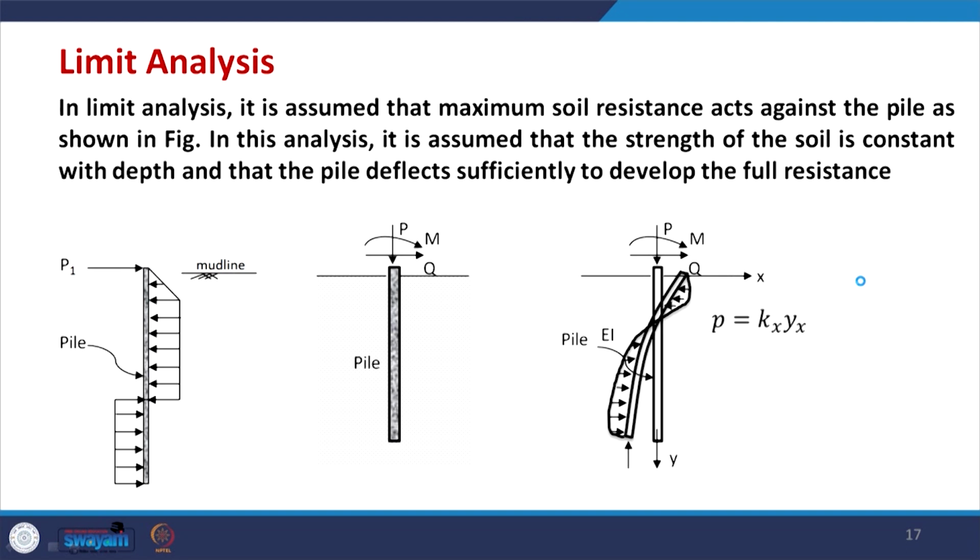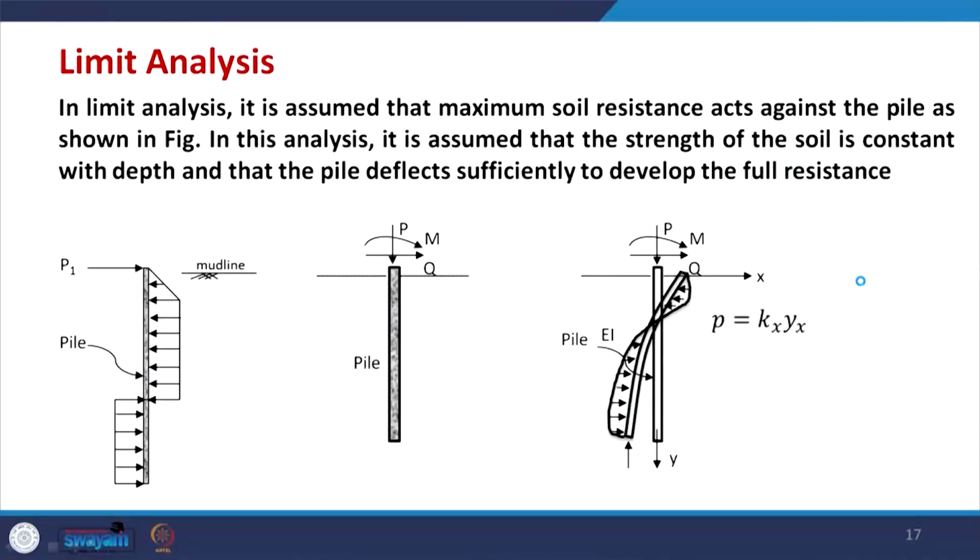So, you could see here P1 is the lateral load applied on the top of the pile. So, what will happen? The soil will try to provide resistance. This resistance which is provided by the soil was neglected by the conventional method.